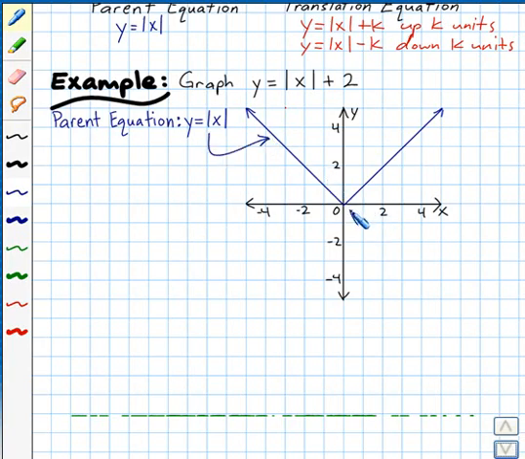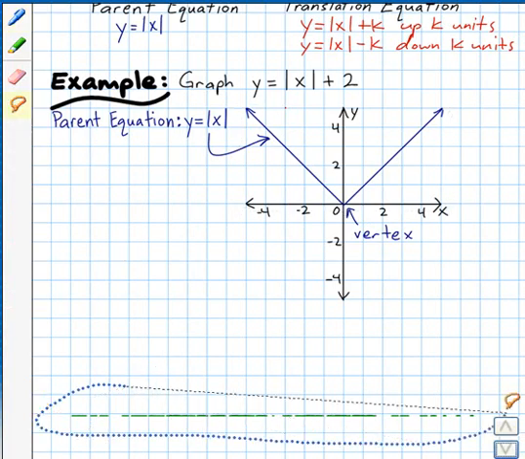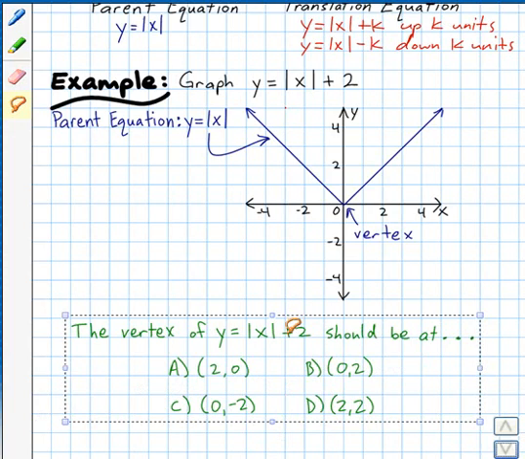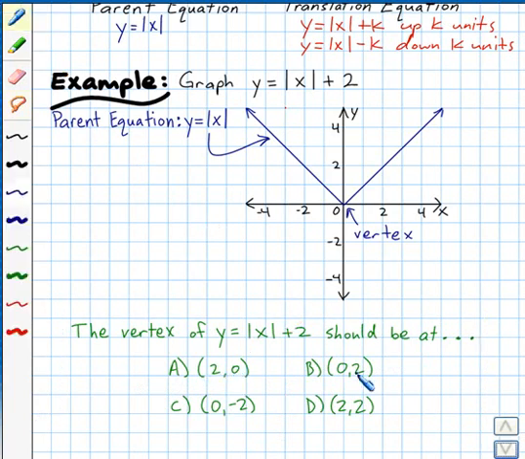Now, where do you think the vertex of y equals the absolute value of x plus 2 should be? Remember, the vertex for y equals the absolute value of x is at the origin. Do you think the vertex of y equals the absolute value of x plus 2 should be at 2, 0, 0, 2, 0, negative 2, or 2, 2? Choose A, B, C, or D for the correct location of the vertex.